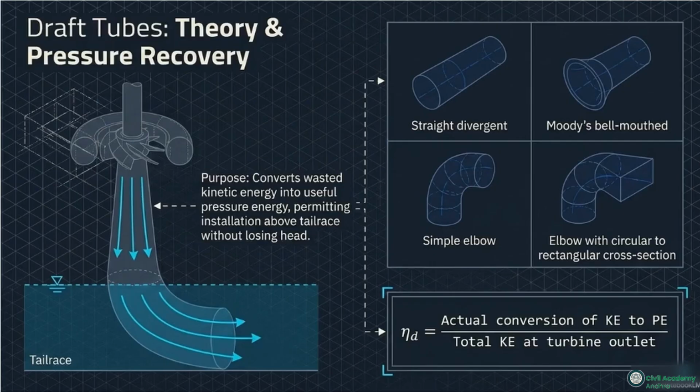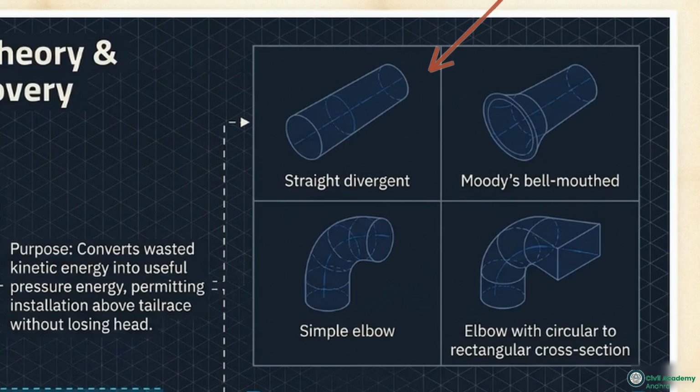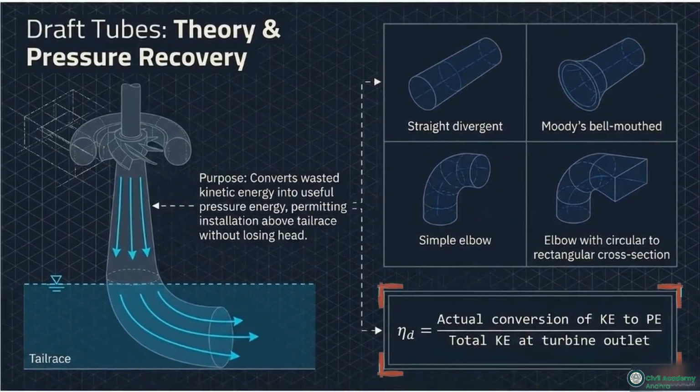Reaction turbines exit water below atmospheric pressure with wasted kinetic energy. This requires a draft tube. Notice the expanding cross-sections on the right. Increasing the area forces water to slow down, converting leftover kinetic energy into useful pressure energy before safe discharge.